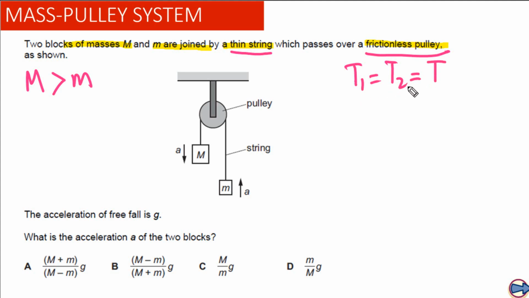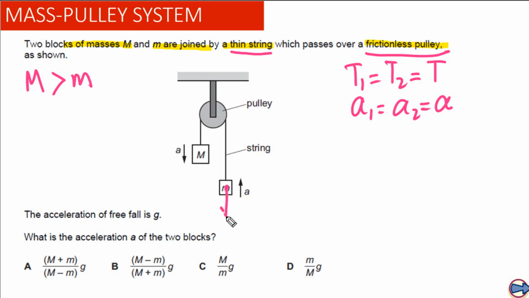Later we will discuss what T1 and T2 are. And A1 has to be equal to A2, and we can simply say this is A. Because the string is inextensible, both masses have the same acceleration. So let's try to draw the free body diagram for this mass small m.